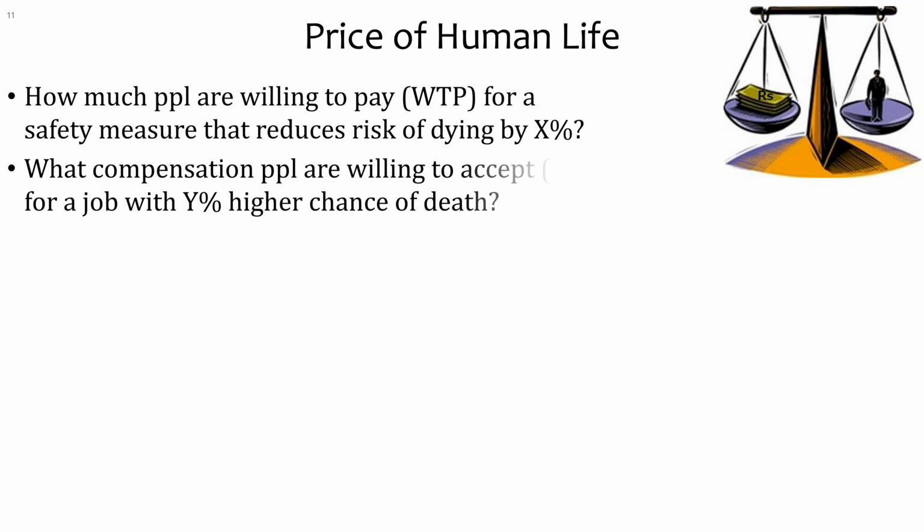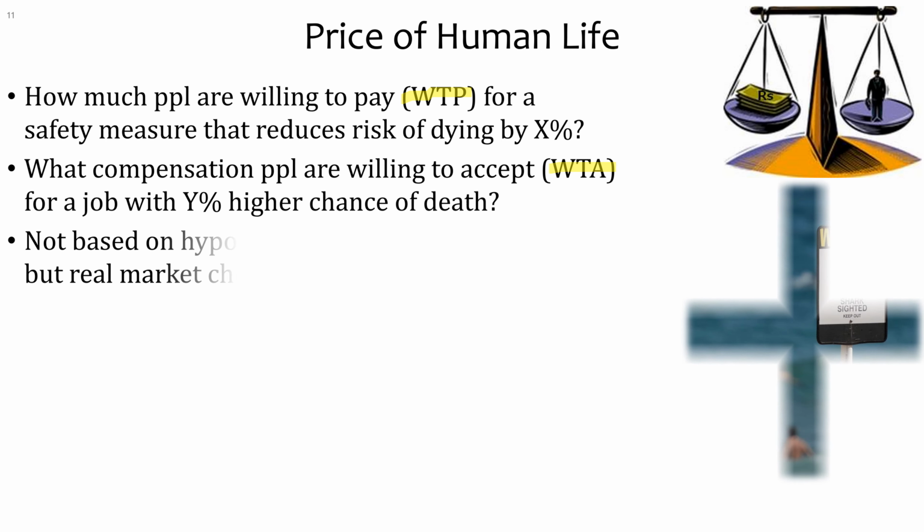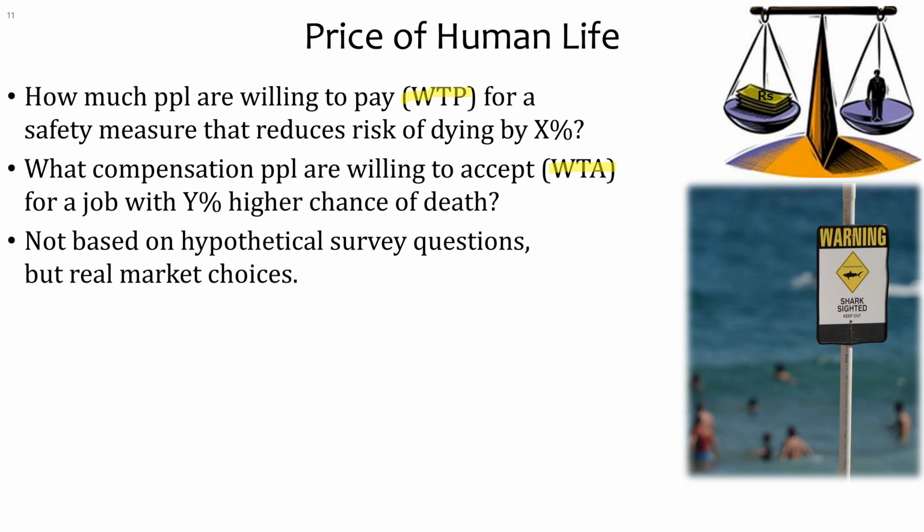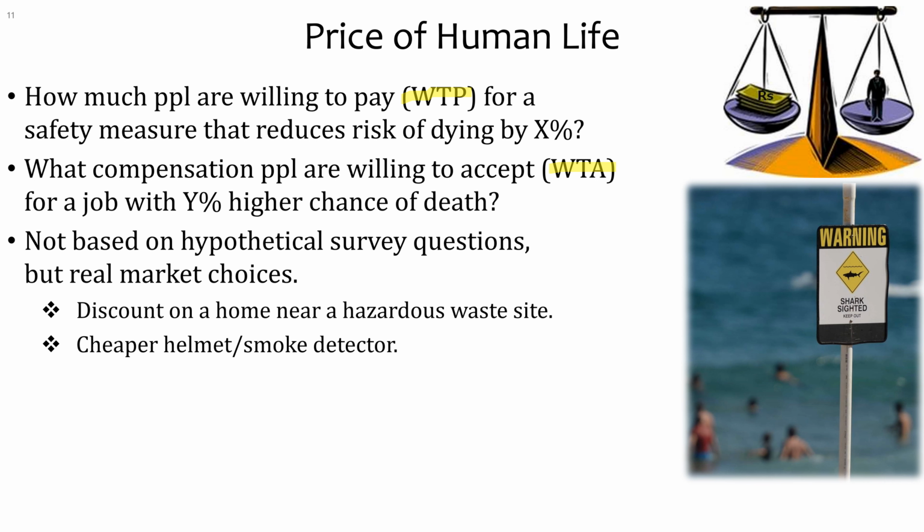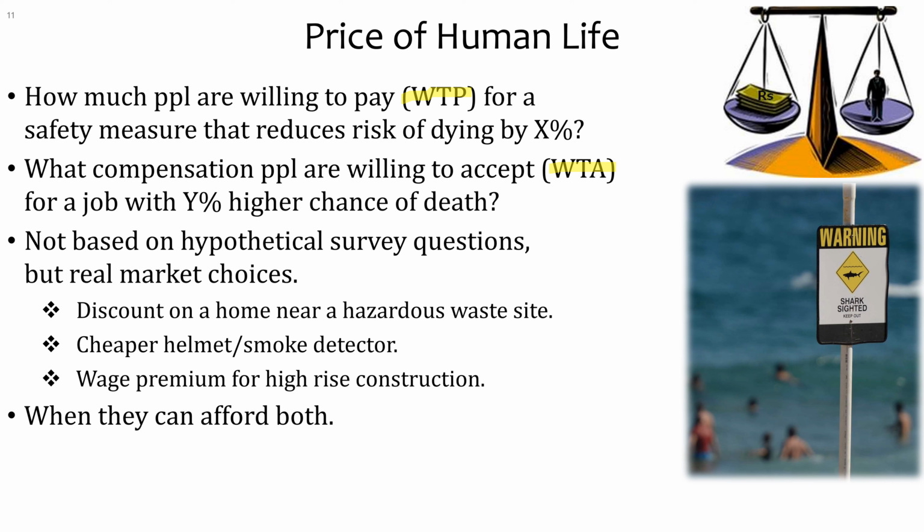And the way it's done is through the willingness to pay by the households and the willingness to accept by the workers in order to expose themselves to more danger. And these are not based on hypothetical questions like how much would you pay if, but on how much people actually pay or actually receive, such as the price difference between homes near hazardous sites and others, or when they choose a less safe option because it's cheaper, or the salary difference for more dangerous jobs. And of course, the choice shouldn't be due to budget constraint.